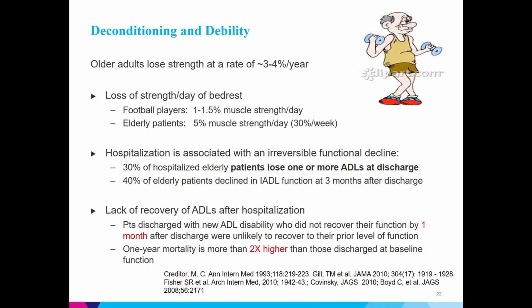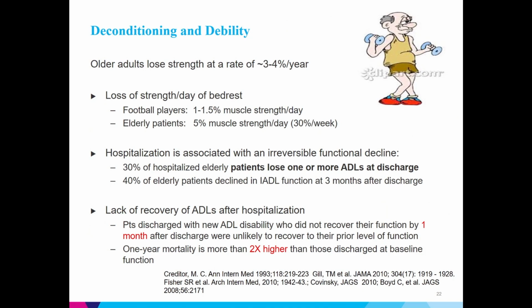Hospitalization has been associated with an irreversible decline. Nearly 30% of our older adults will lose one or two ADLs at the time of discharge, and nearly 40% have declined instrumental activities of daily living at 3 months after discharge. And in fact, there's data to support that patients discharged from a hospital with a new ADL disability often do not recover even after 1 month to return to their prior level of functioning.